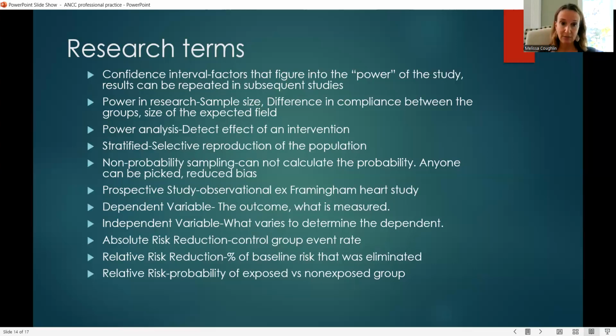Prospective study is observational, like the Framingham Heart Study. The two variables that are measured are the dependent and independent, and dependent is what is measured, that's the outcome. Independent is what determines the dependency. And then you have absolute risk reduction, which is control group event rate. Relative risk is the percentage of baseline risk. And relative risk possibility is the probability of exposed versus non-exposed group.